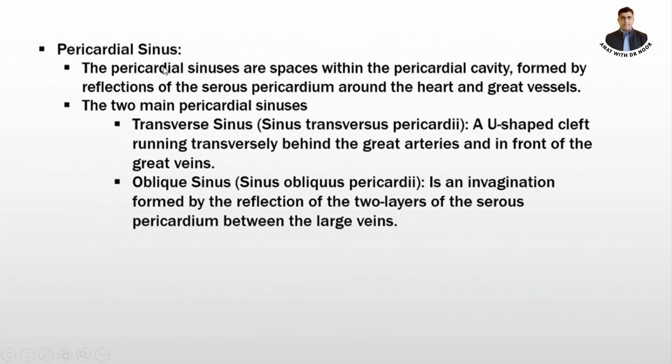The pericardial sinuses. There are also sinuses in the pericardium. The pericardial sinuses are the spaces within the pericardial cavity formed by the reflection of the serous pericardium around the heart and great vessels. There are two pericardial sinuses, transverse and oblique sinuses. Transverse sinus: a U-shaped cleft running transversely behind the great arteries and in front of the great veins. Oblique sinus: an invagination formed by the reflection of two layers of the serous pericardium between the large veins.